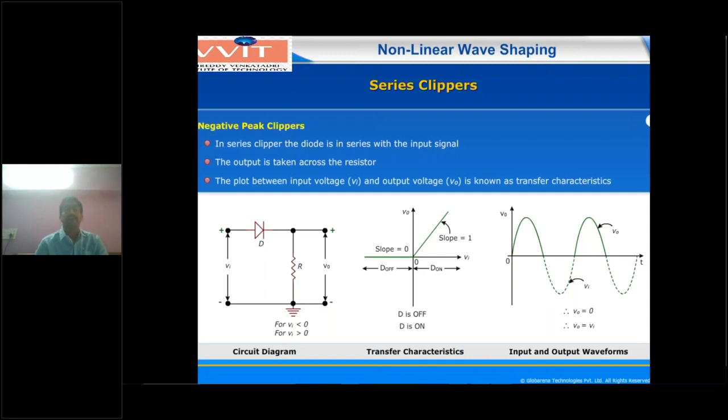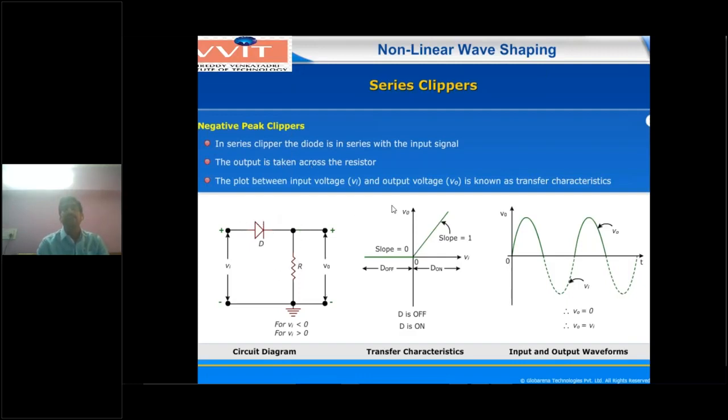You have to see this diagram. What is meant by this series? Here the input is connected to the positive terminal. Similarly, the output is also taken from the resistor's positive terminal. So in between input and output, the diode is connected in series connection. That is called a series connection. Next, the output will be taken across the resistor.